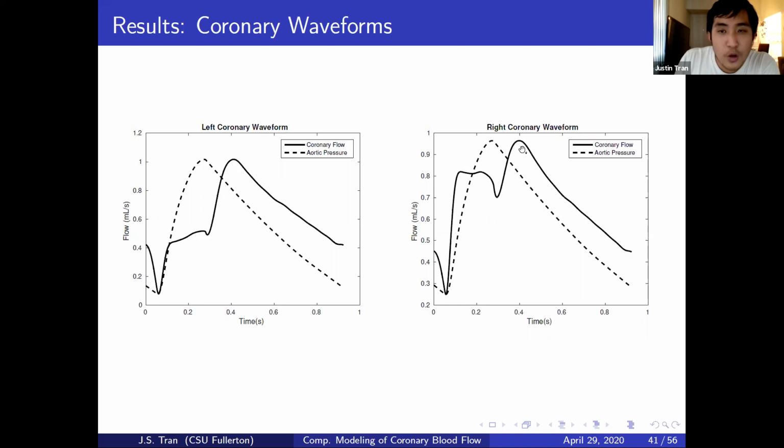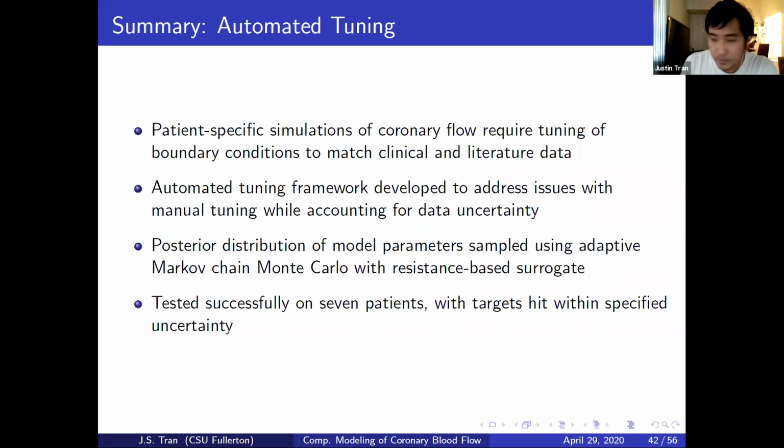In the right coronary waveform, things are a little bit different because the right coronaries rest on the right side of the heart, and the right side of the heart doesn't pump as hard as the left side. So you don't have this suppressed peak. What is generally expected for the right coronary waveform is a double peak behavior: one peak that happens in systole, and another peak that happens in diastole. From our simulations, we were able to get that basically across our patients, so we're pretty happy with that.